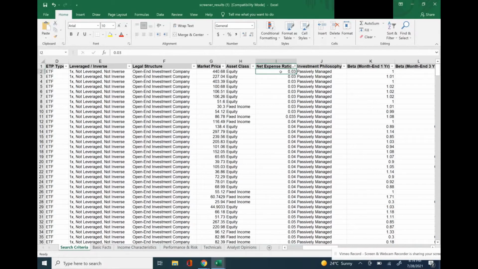Your investment philosophy: as I mentioned, 99% of these are passively managed just because they're tracking an index, right? You cannot keep changing the constituents of an index, right? Those are managed by the index providers based on certain profiles they're looking for within a company. With the S&P 500, it's again based on market cap, how big that company is.